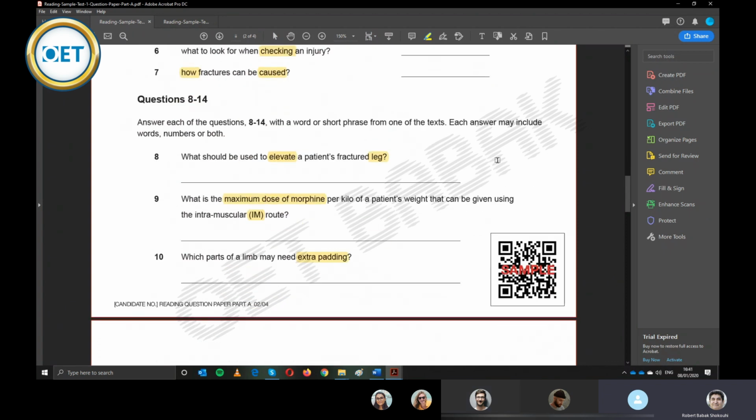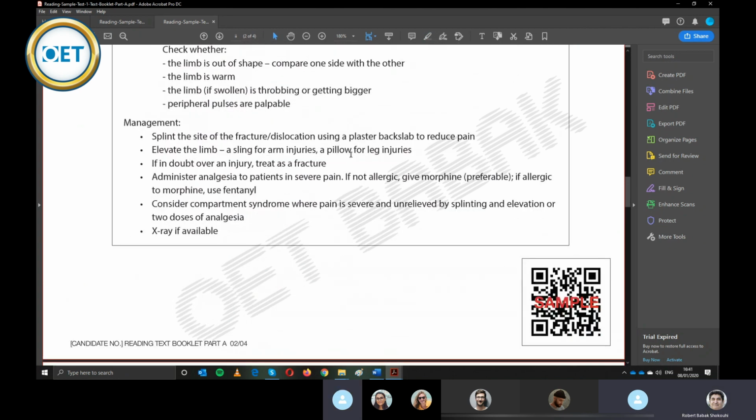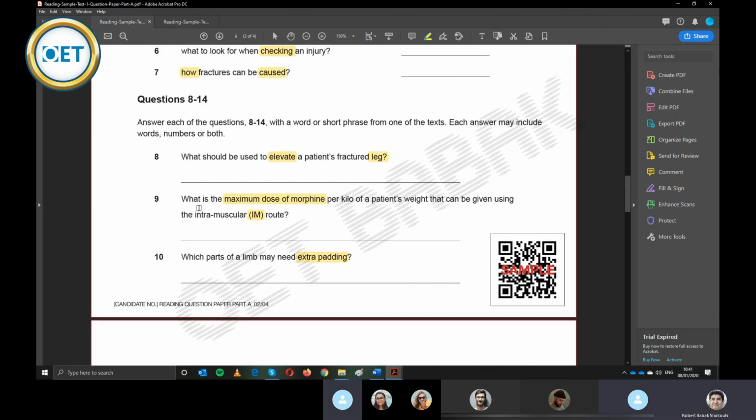Okay. Now, what should we use to elevate a patient's fractured leg? Remember? Management maybe. Okay. B. Pillow for leg injuries. Okay. Yes. So we write pillow.